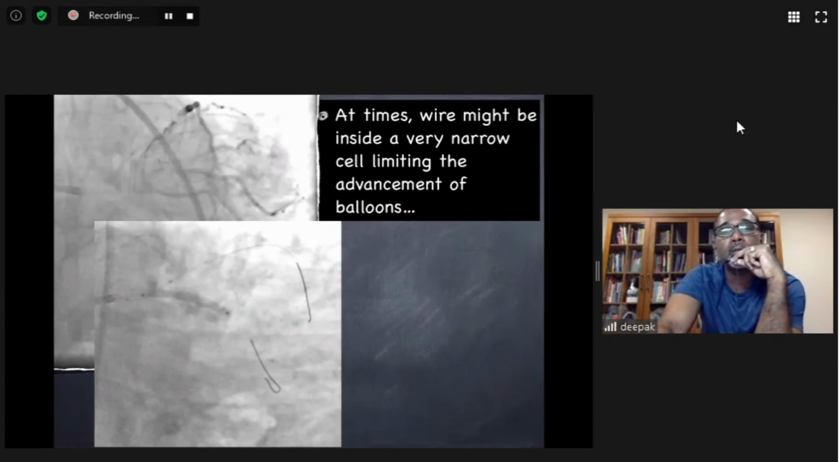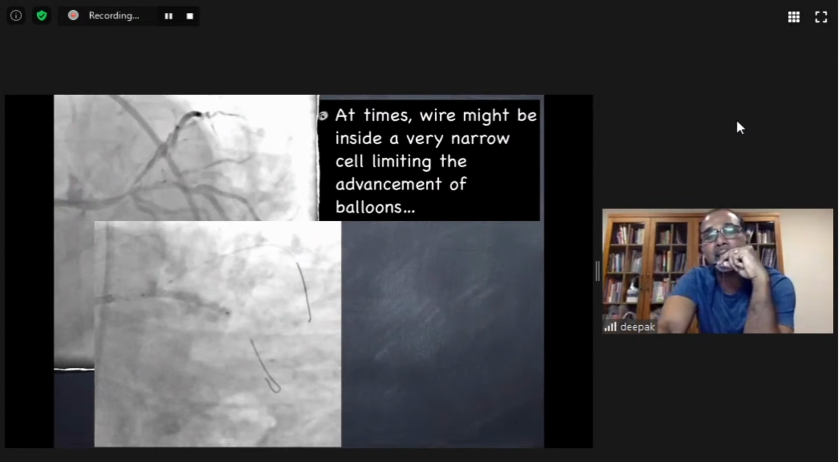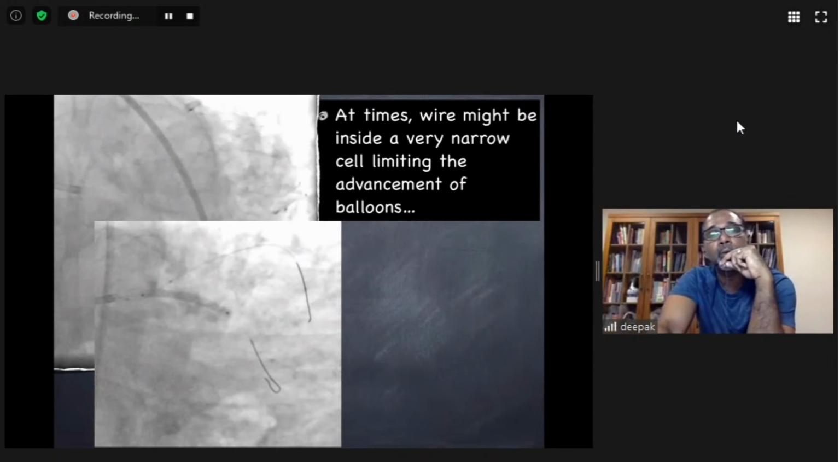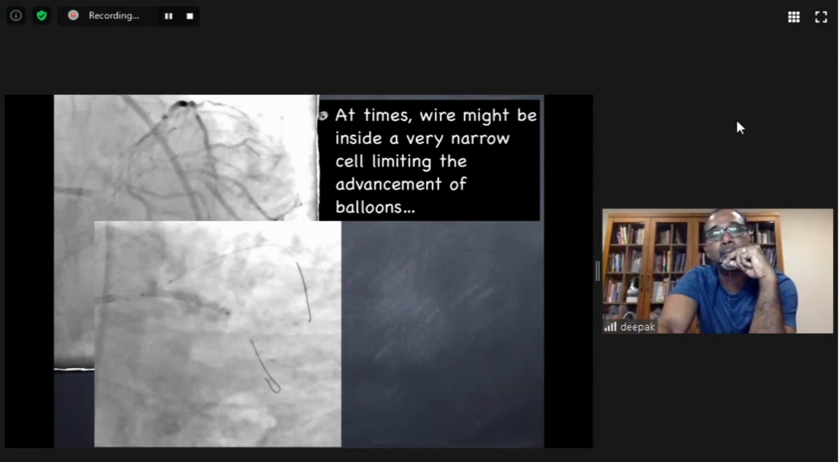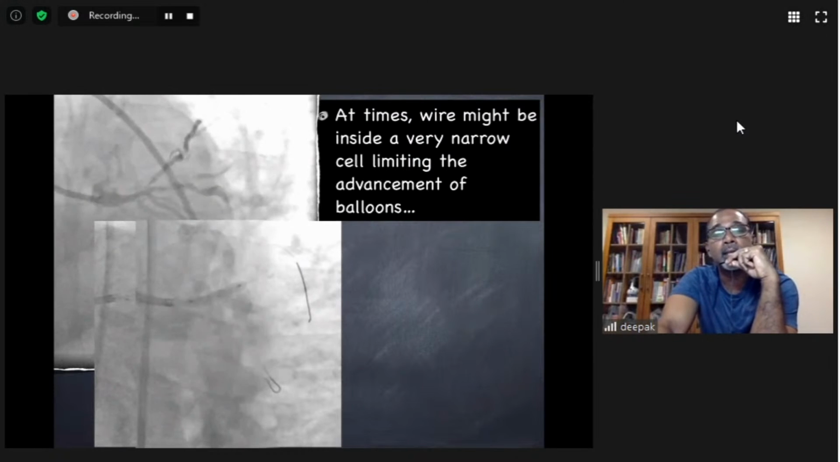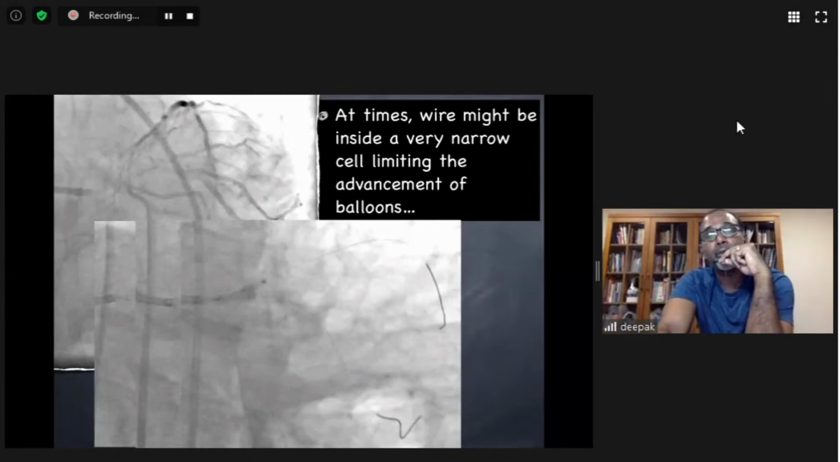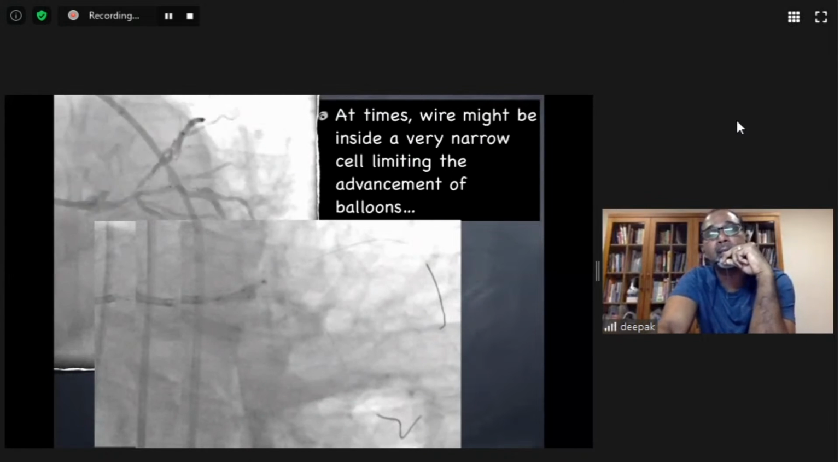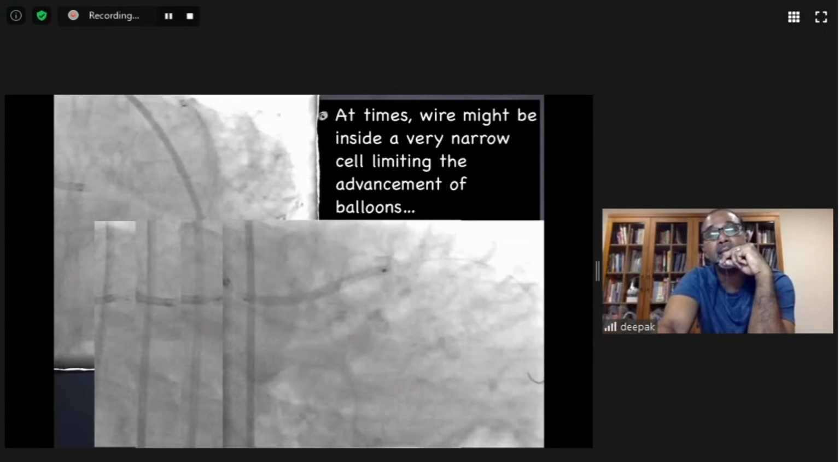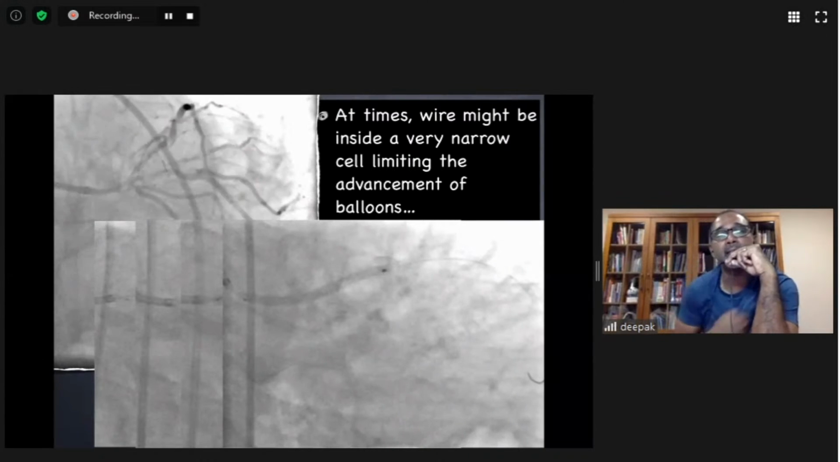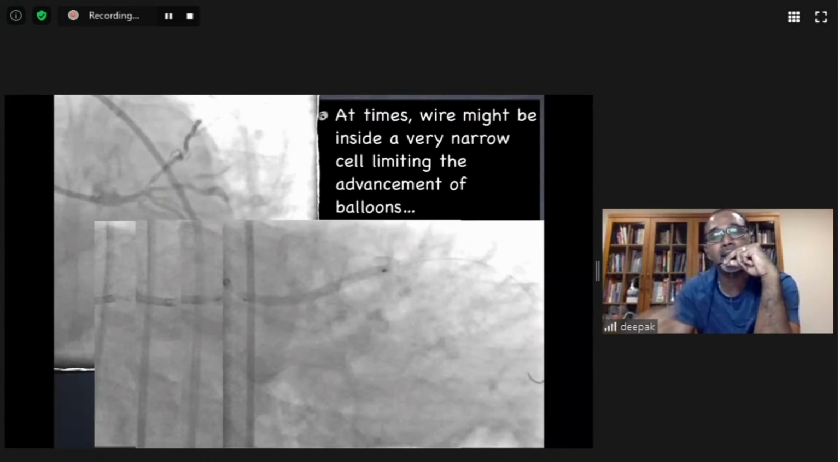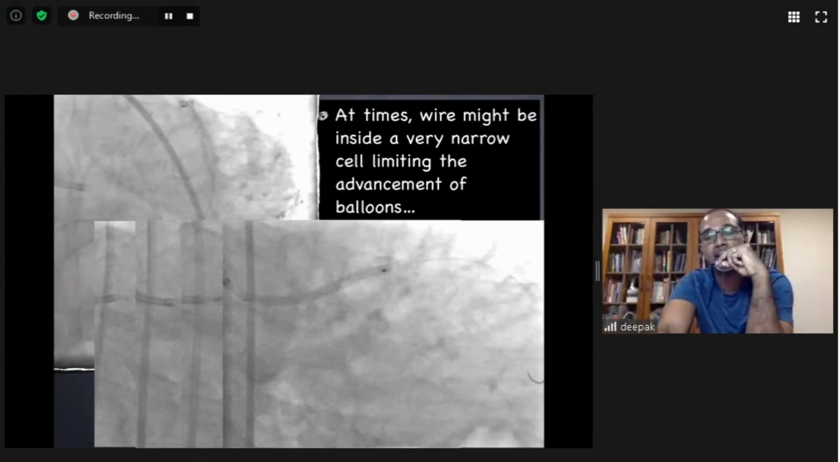We tried to convert it into a bifurcation and did a DK crush technique. So we wired LAD and ramus, we dilated it and stented the ramus, which was crushed with a balloon in the left main. And following crushing, we crossed into the side branch, did a kissing balloon dilatation, then did a stent implantation from the left main into the left anterior descending artery. So that's the stenting being done.